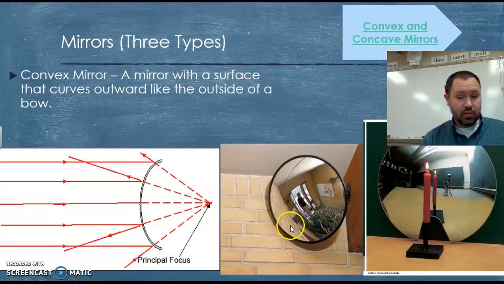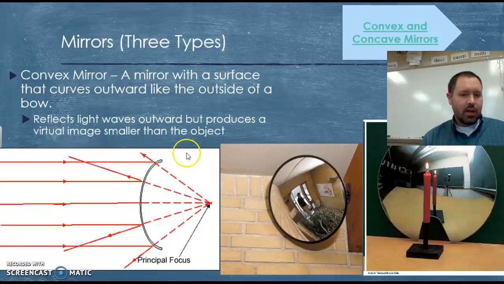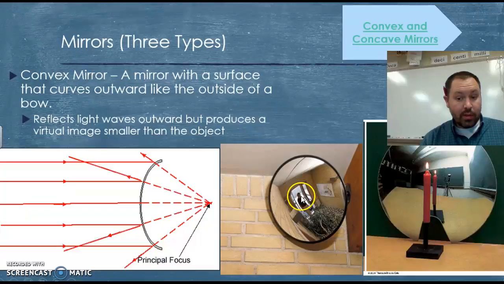Convex mirrors are used in hallways and things like that to see around corners, and since they're bent outwards, you actually have a larger field of view. It reflects light outward but produces a virtual image, but it's a smaller image of the object. Have you ever noticed that your rear view mirror is very slightly convex, and it says the objects in the mirror are larger than they appear? Well, that's because it's slightly convex.